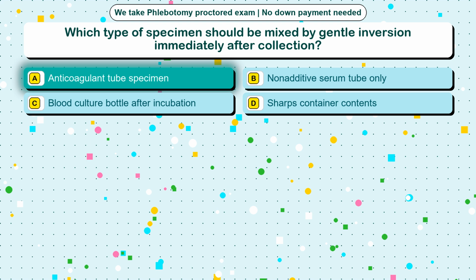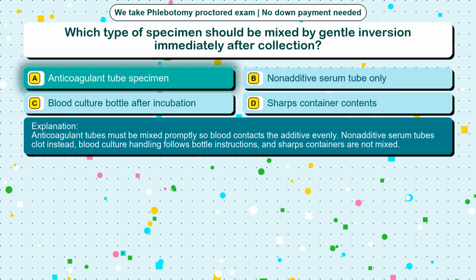The correct answer is option A. Anticoagulant tube specimen. Anticoagulant tubes must be mixed promptly so blood contacts the additive evenly. Non-additive serum tubes clot instead. Blood culture handling follows bottle instructions, and sharps containers are not mixed.